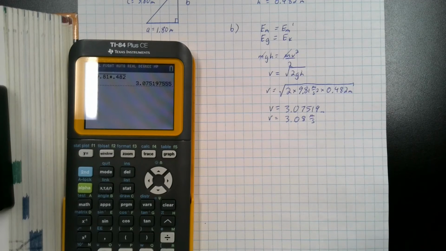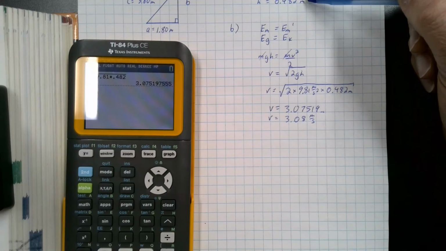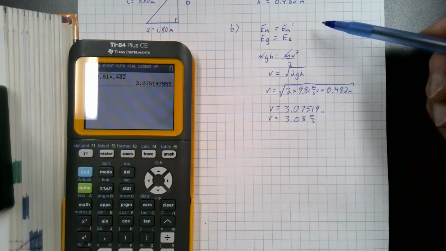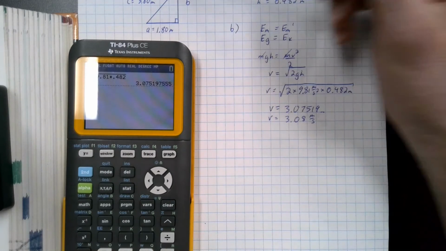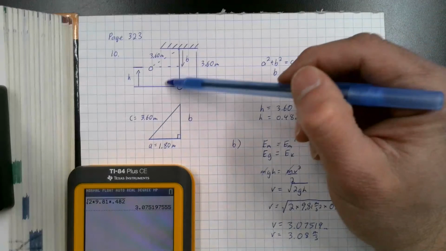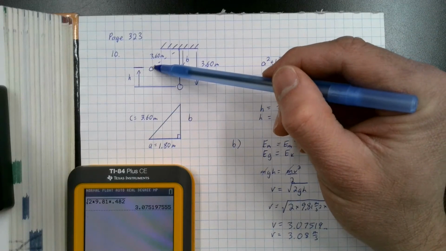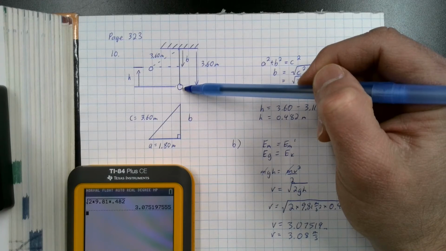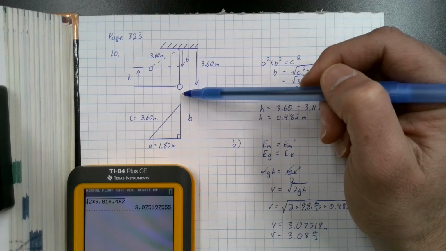Now, part C in this question asks us what is the speed when it's 0.25 meters above the rest position. So we know the maximum height is 0.482 and the maximum speed is 3.08. Because we're located somewhere in between the maximum height when the velocity is 0 and the minimum height when the velocity is the maximum 3.08, we're expecting something in between 0 and 3.08.